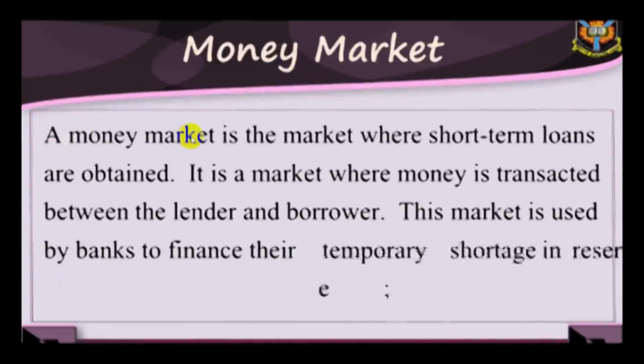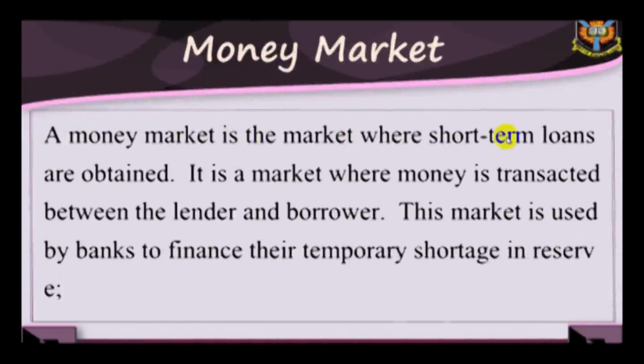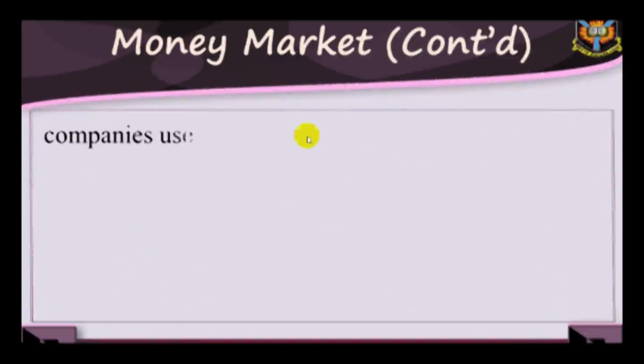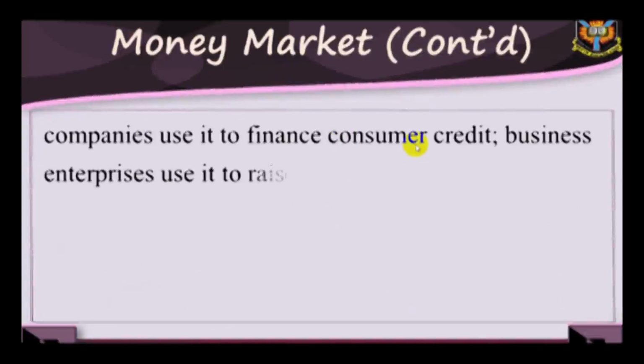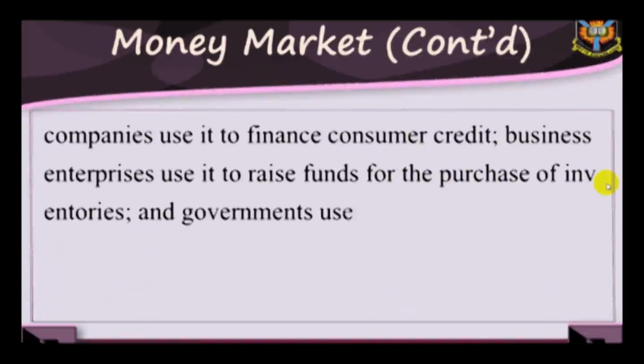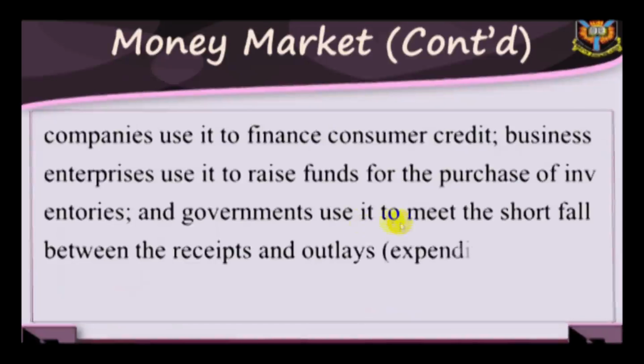Money market. A money market is the market where short-term loans are obtained. It is a market where money is transacted between the lender and borrower. This market is used by banks to finance their temporary shortage in reserve. Companies use it to finance consumer credit. Business enterprises use it to raise funds for the purchase of inventories, and governments use it to meet the shortfall between the receipt and outlays.